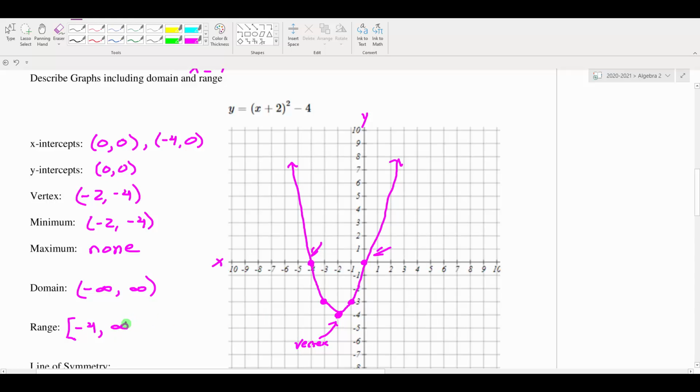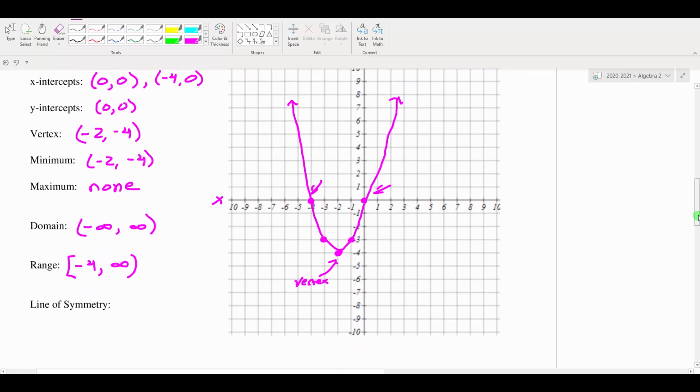But infinity, you'll never get to infinity, so that's why we put a curved parenthesis on that one, indicating that this number here is not actually included in the range. This is not a number that you can get to. All right, so there's your domain and range.